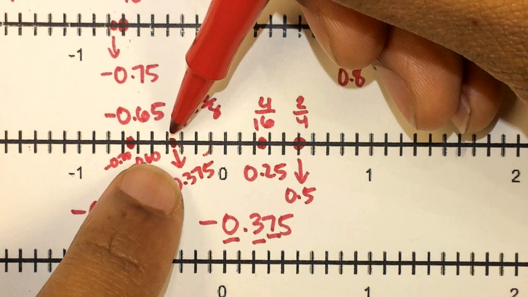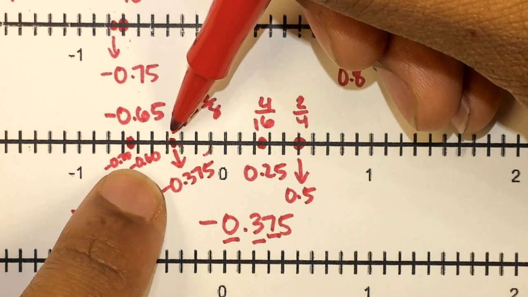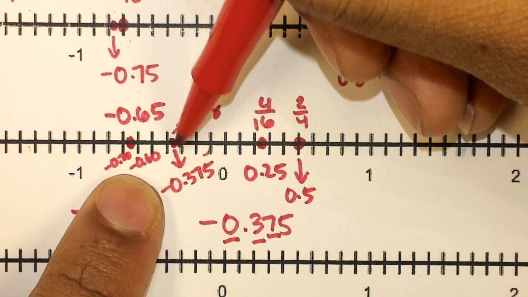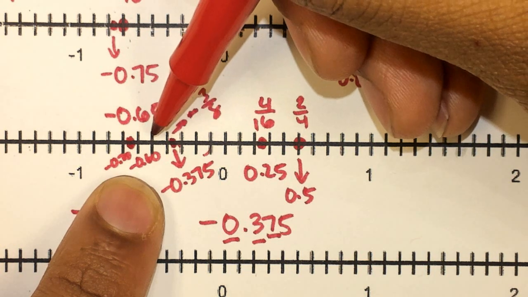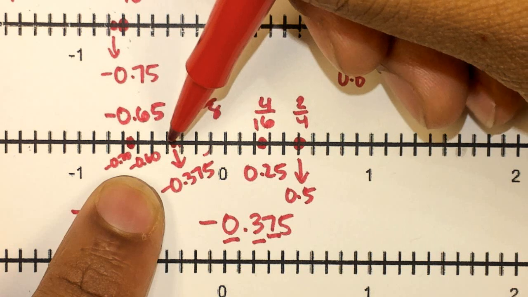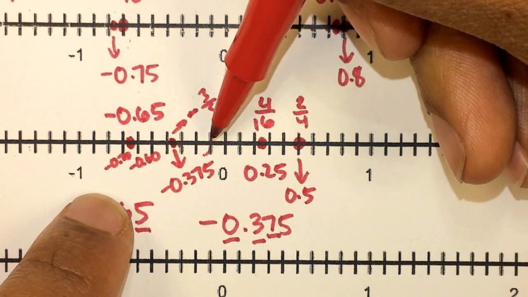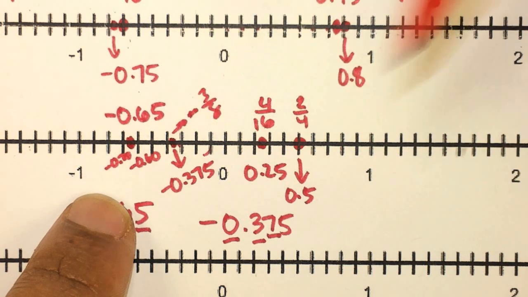Just know it's going to go before negative 0 and 4 tenths. That's where you need to make sure that you see that point. It should not go beyond there. It should be between negative 3 tenths and negative 4 tenths. And remember, we know these are tenths because there's 10 spaces.